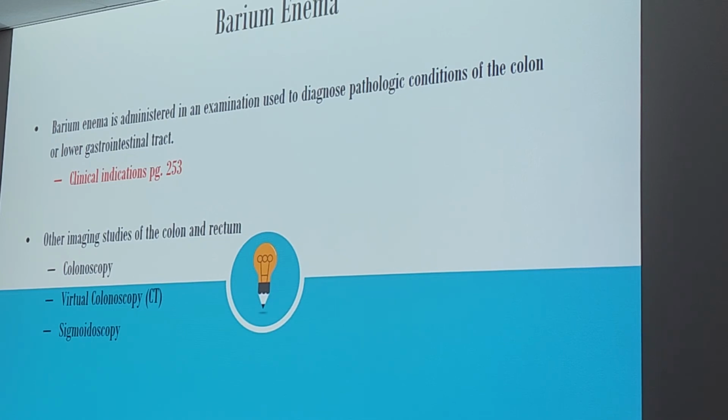So now, imaging procedures, specifically of the colon. We have several different ways that we can image the colon. For example, in fluoro, we have barium enema, where the barium is administered through the anus to image the colon. Be sure to read this, page 253. And then other examples of imaging studies include colonoscopy, virtual colonoscopy in CT, and then sigmoidoscopy.